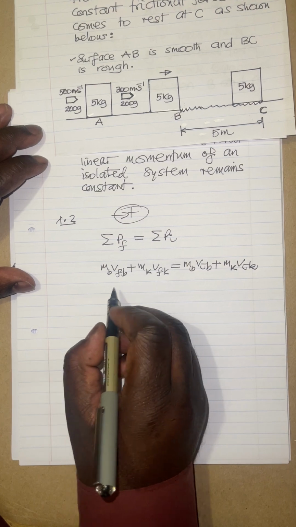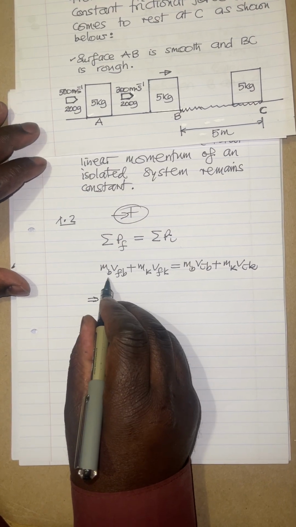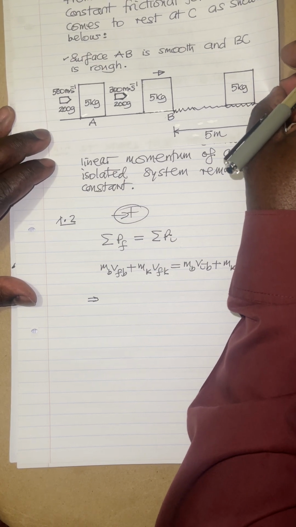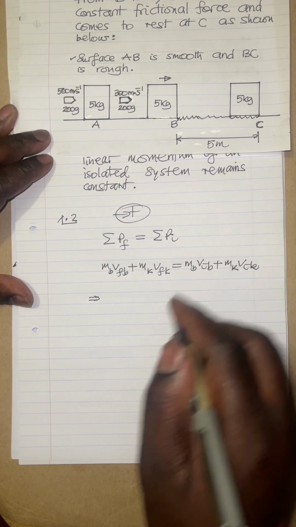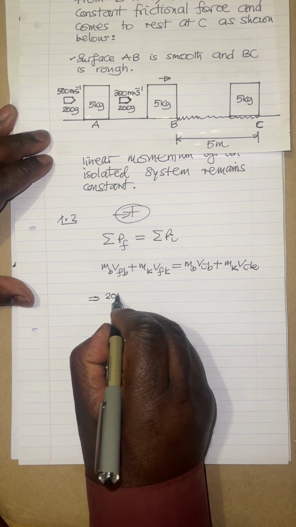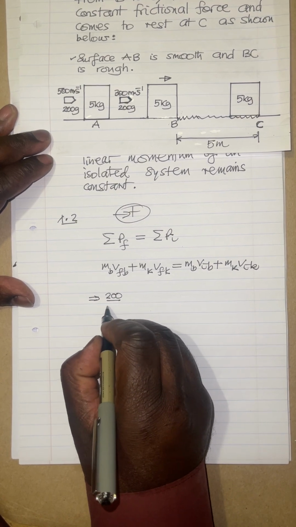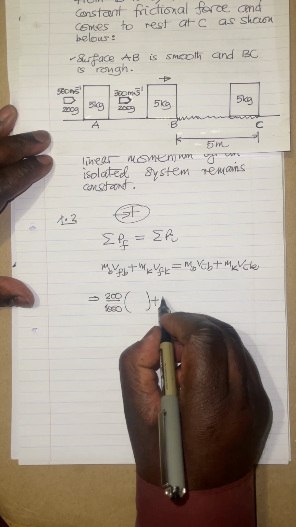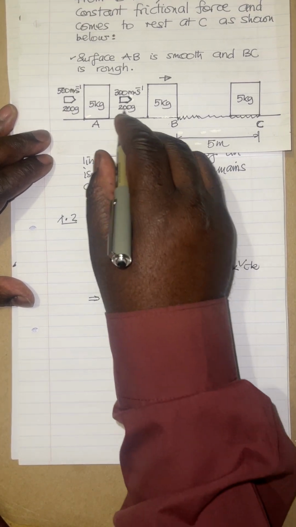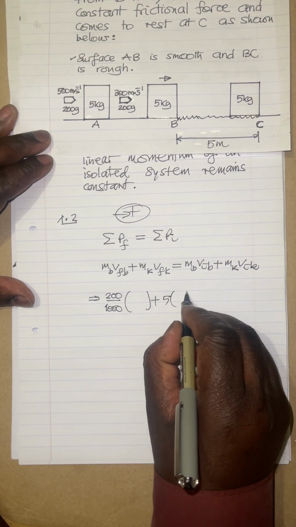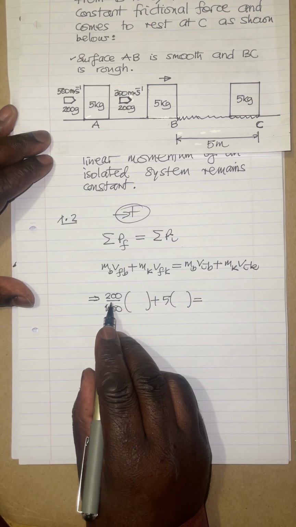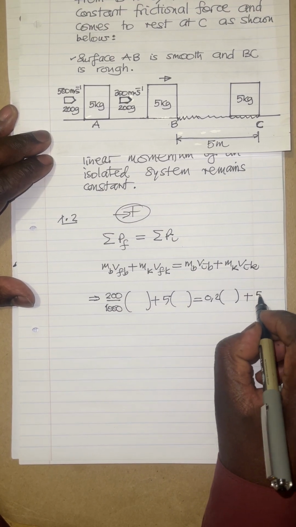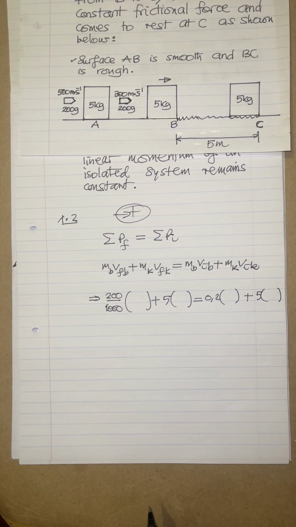Let's put in what we know. We know that the mass of the bullet is 200 grams. We must convert it to kilograms by dividing by 1,000. Don't forget that. So this is going to be 200 over 1,000, and then plus the mass of the block, which is 5 kg. This is 0.2, and then 5. Let's put in the numbers.